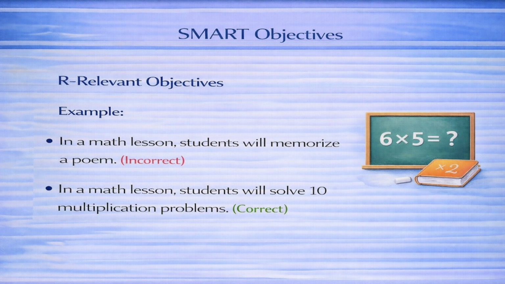Next one is relevant. This means objective should directly relate to the lesson. For example, the first objective is, in a math lesson, students will memorize a poem. And the second one is, in a math lesson, students will solve 10 multiplication problems. So the first one is wrong because it does not relate to the lesson content.